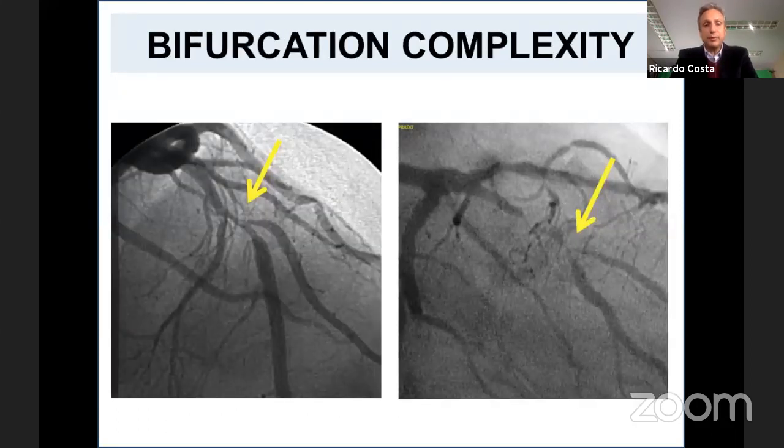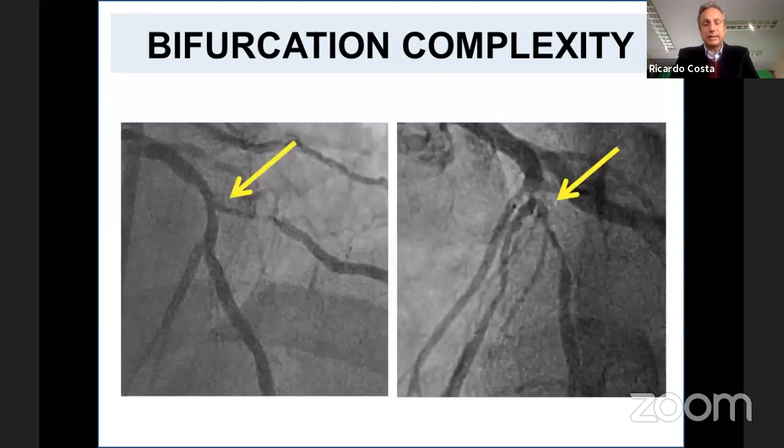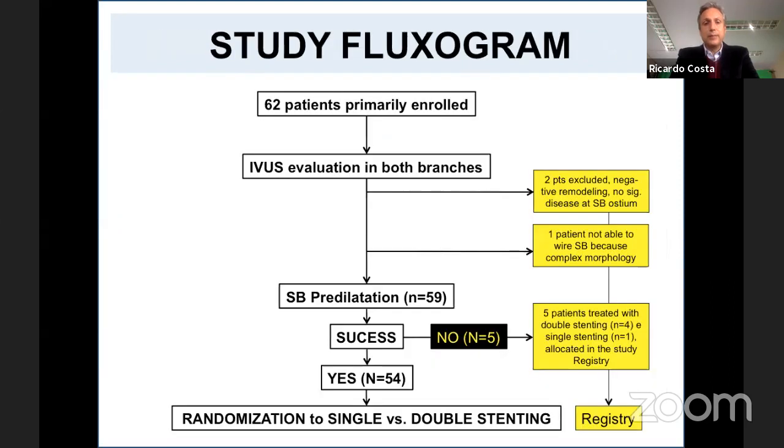This is some examples of the type of lesions that we included. So we can see side branches were quite compromised and also longer lesions as compared to previous studies. Here's some other examples. And what we did here, we thought that predilatation should be performed in the side branch due to the severity of the lesion.